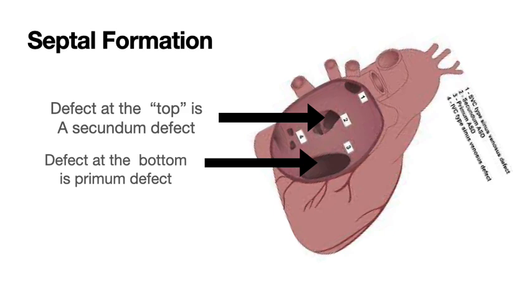All right. Well, ultimately, a defect in the top of this Venetian blind that now is made up of two septae, the top is really a secundum defect, and defects at the bottom are primum defects.